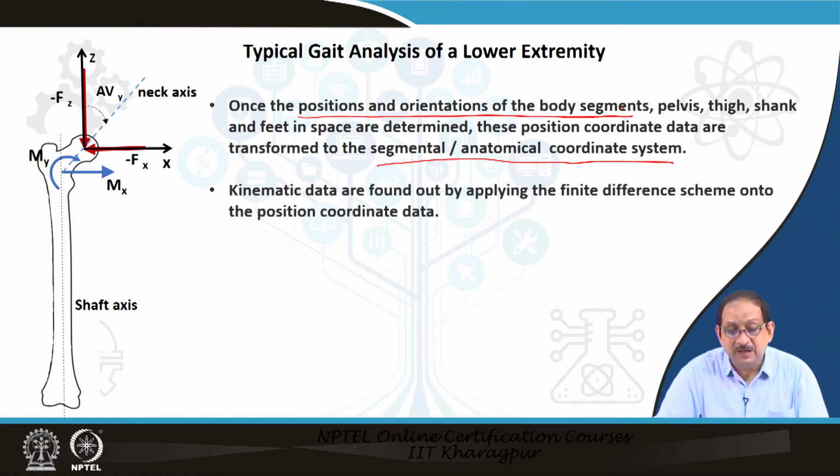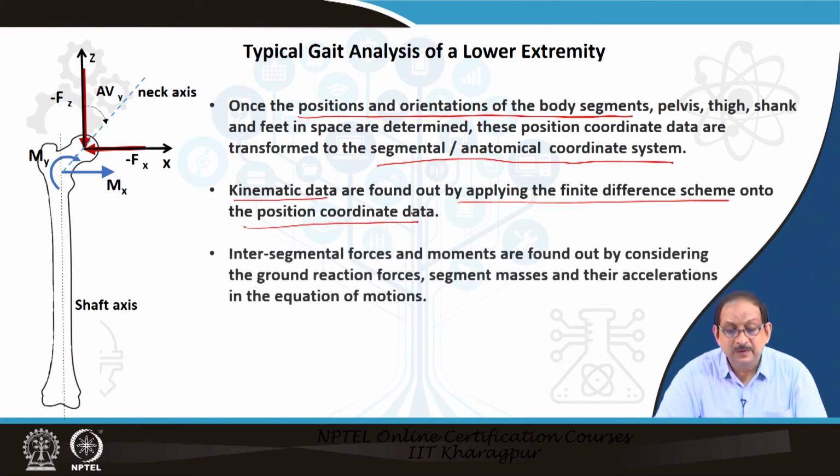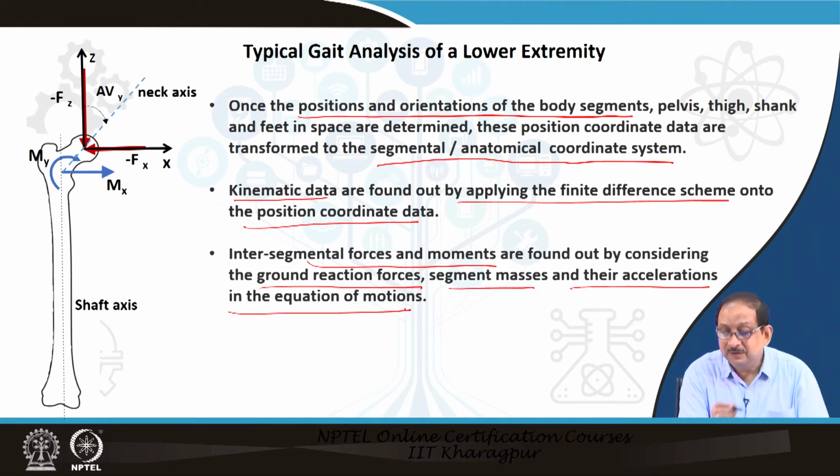The kinematic data are found out by applying the finite difference scheme. So, the kinematic data can be found out by applying finite difference scheme onto the position coordinate data. The intersegmental forces and moments that we are very much interested to find out can be found out by considering the ground reaction forces, the segmental masses and their accelerations in the equations of motion.